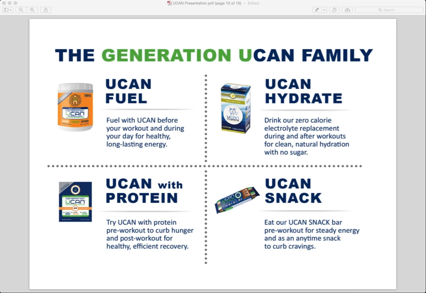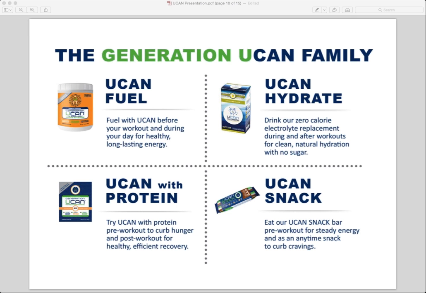Again, we've been talking about this time and time again throughout this webinar, but why should people perhaps consider X amount of calories of UCAN different than X amount of calories of something that's more fast acting?